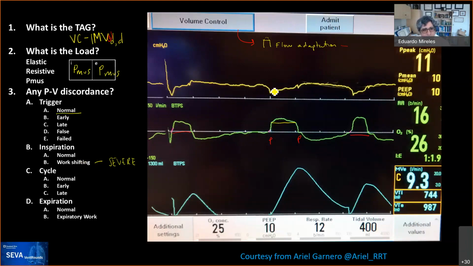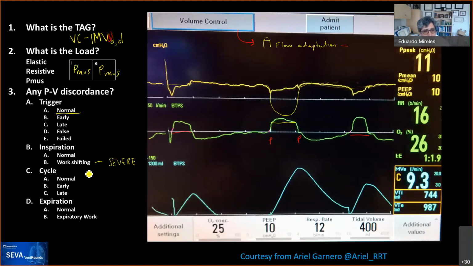So if you think that if this patient was on volume control, with the amount of effort that the patient is doing, it probably would have gone like this, all the way down. And because they put that dual mechanism that changed it to pressure, it maintained it at essentially baseline. This one does drop below the baseline, talking about severe work shifting. And on this one, you can see the same thing.